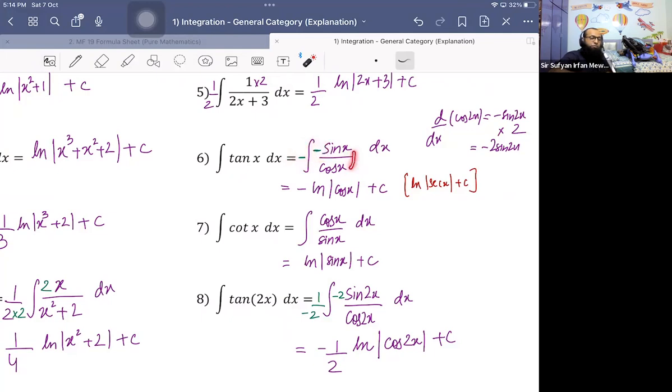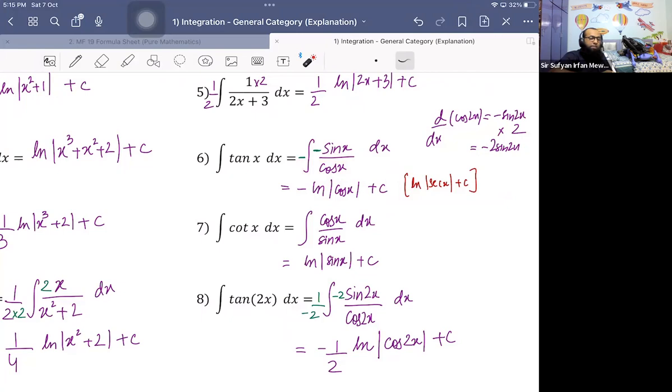Now the differentiation of cos x is negative sin x, so the integration of this will be ln of the denominator. This minus will get copied as it is, and ln of the denominator will give us ln |cos x| plus c. So bottom line is that the integration of tan x is negative ln |cos x| plus c. Also, in a few books, you will see ln |sec x| plus c. So you might get confused: how do we get ln sec x?